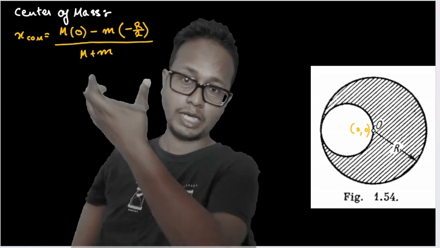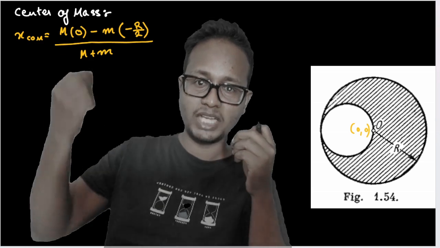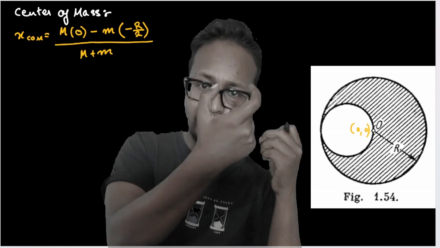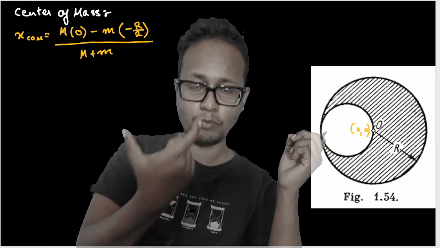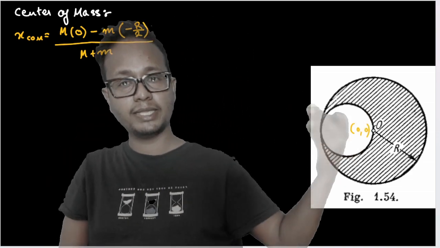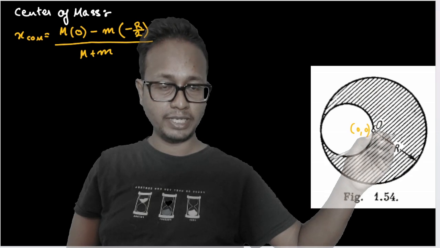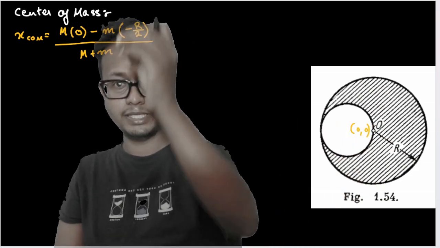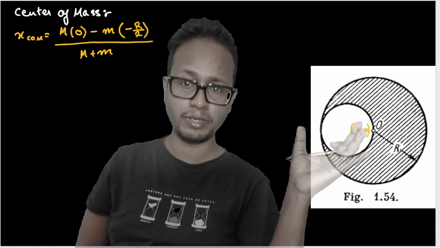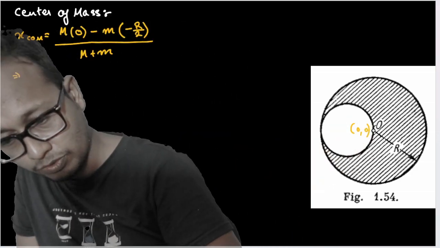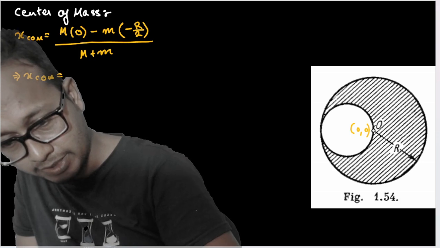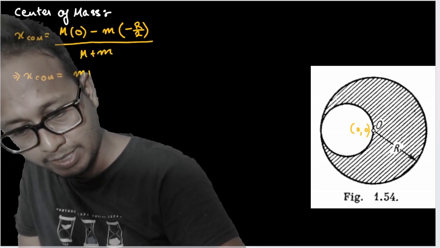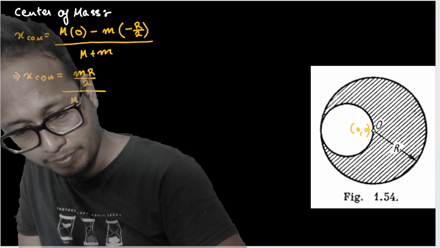Those of you who are confused about how I did this formula: center of mass is the mass of element 1 into coordinate of element 1, plus mass of element 2 into coordinate of element 2, plus mass of element 3 into coordinate of element 3, divided by the entire mass m1 plus m2 plus m3. If you are applying the subtractive method, it is the mass of the entire thing into its center of mass, minus the mass of the hollowed out part into its center of mass, divided by the total mass. I've done this in the work energy theorem. So x center of mass is 0, and minus and minus becomes plus, mr by 2 divided by m plus m.